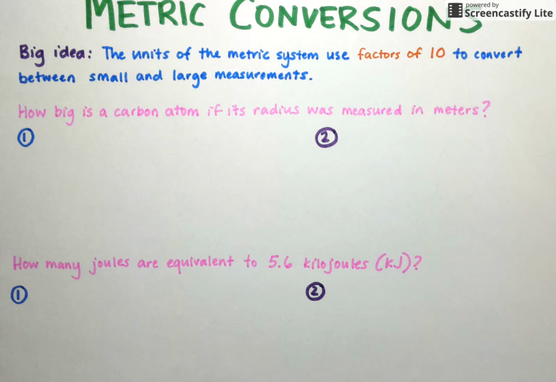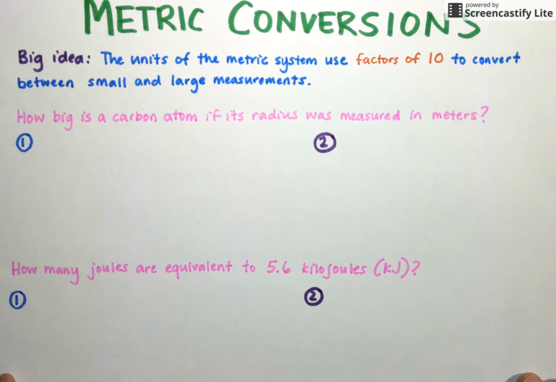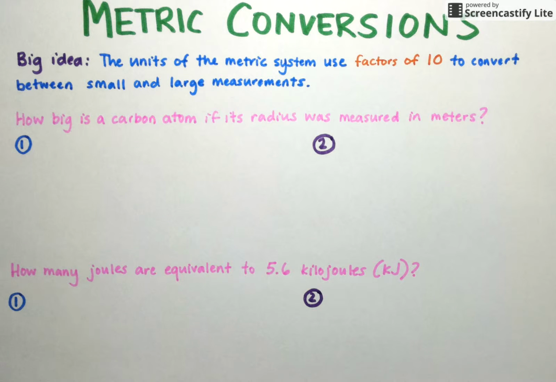Everyone, this video is going to be all about metric conversions and the use of table C on converting back and forth between large and small measurements. So the big idea here is that the metric system, unlike the system that we use here in the US with pounds and inches and feet, uses factors of 10 to convert between small and large measurements.